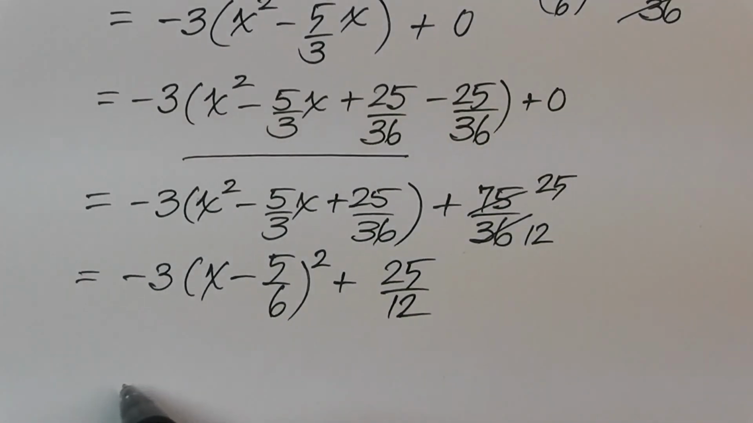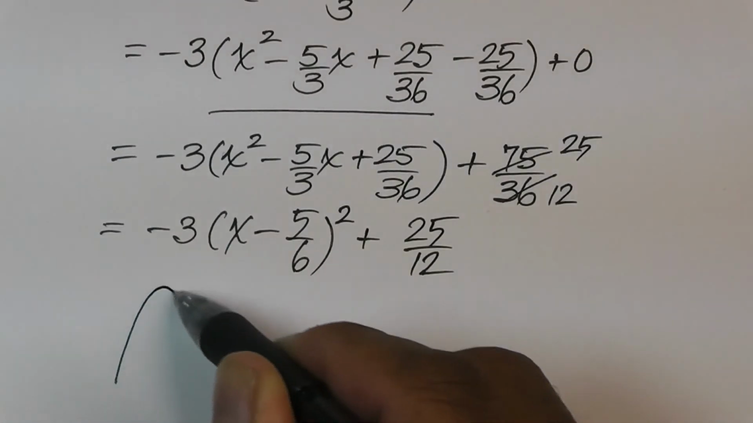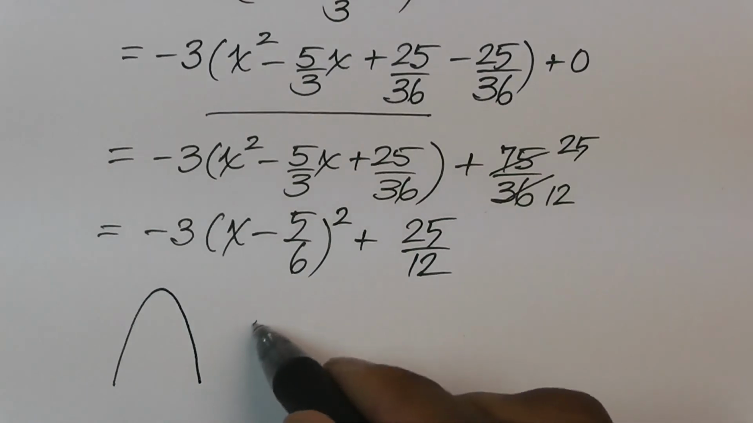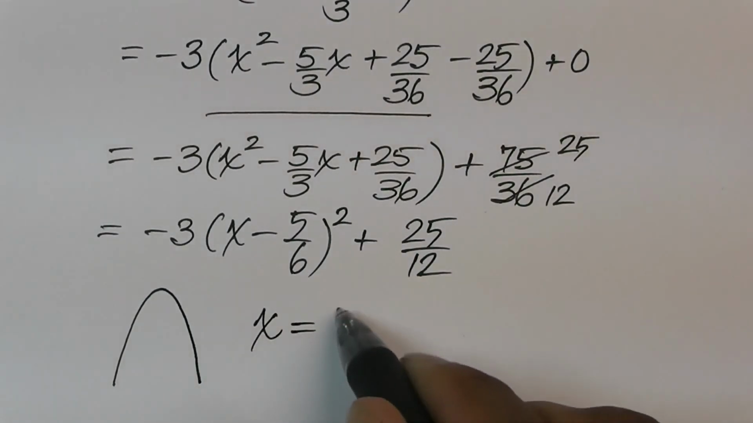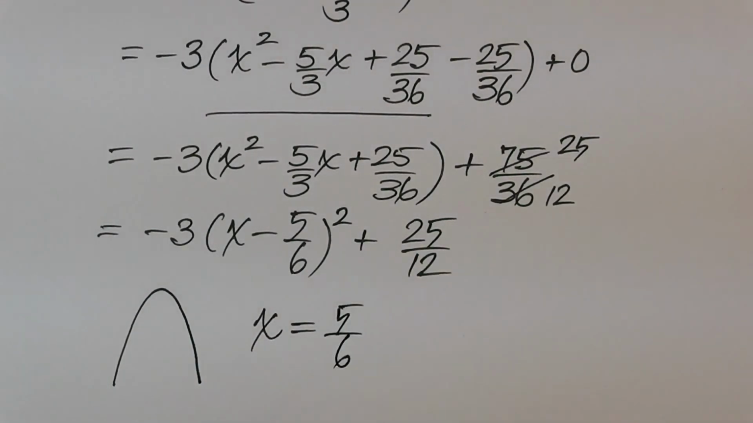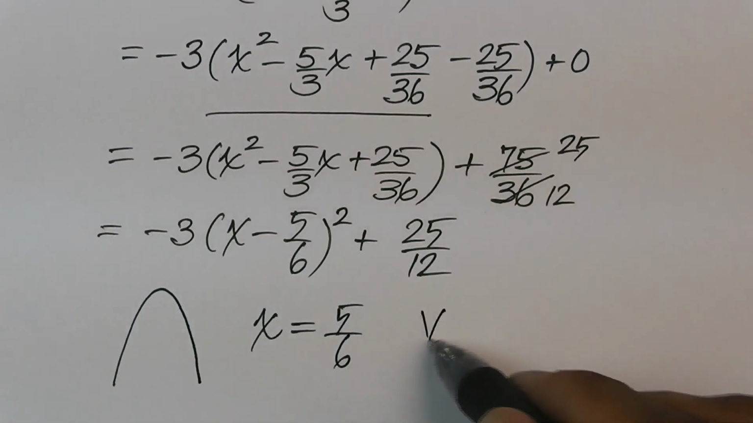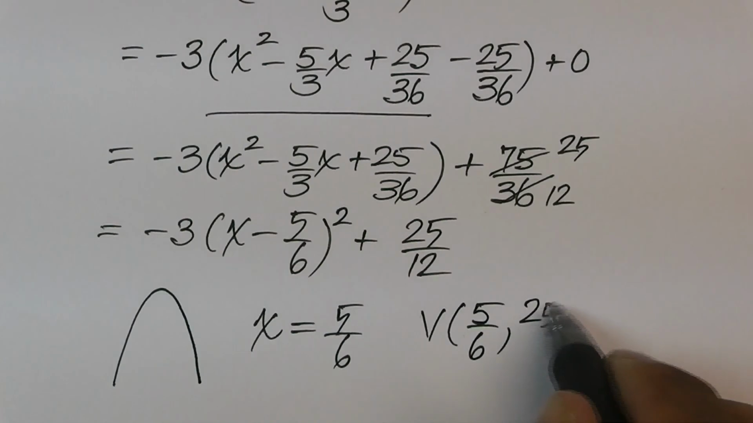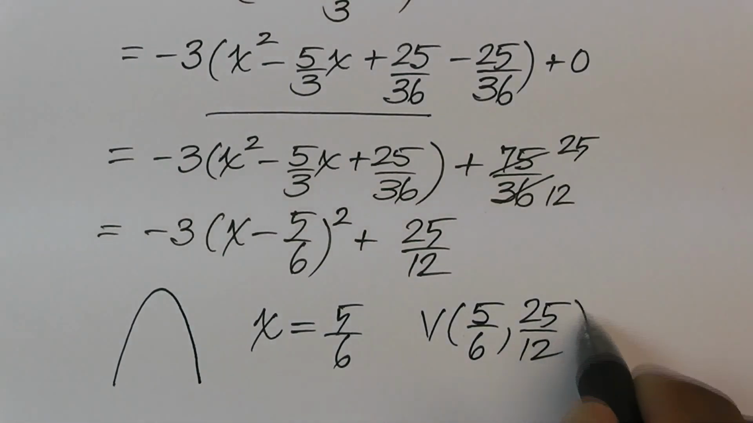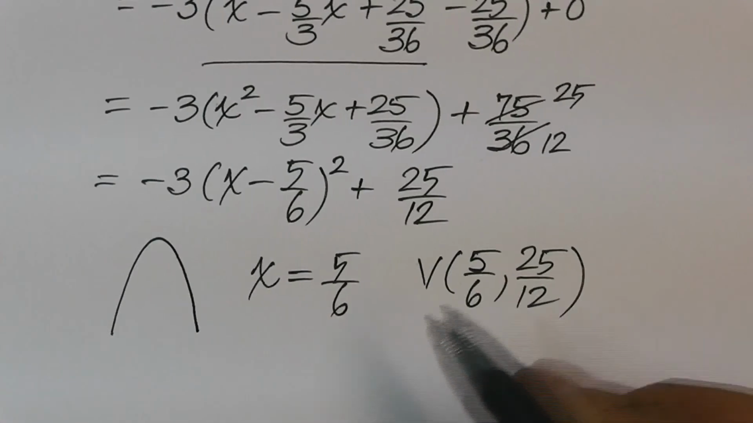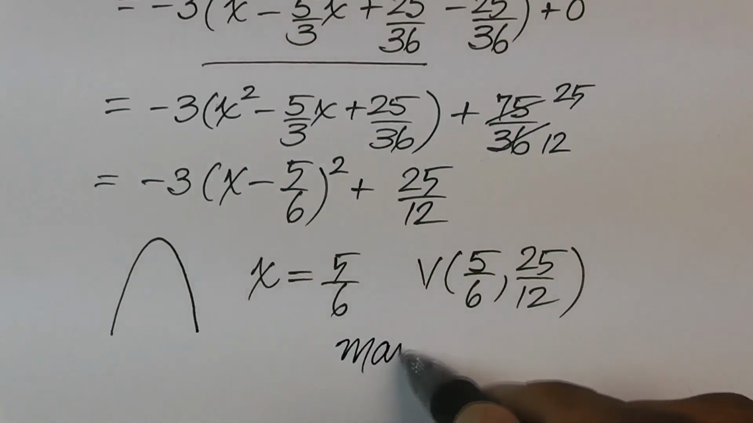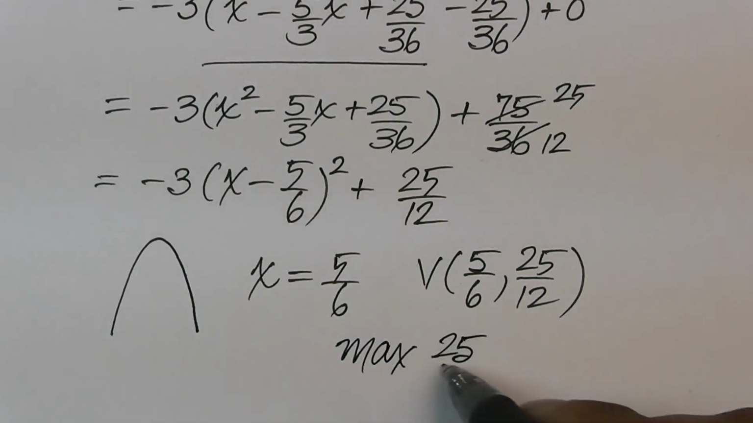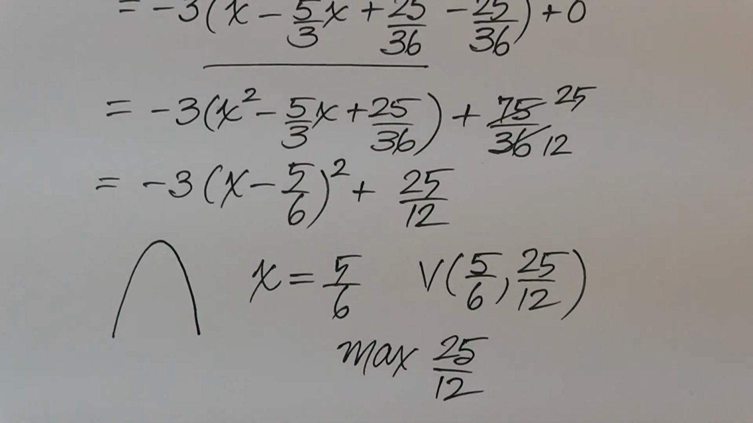Negative 3, so I've got a parabola that's opening down. The equation of my axis of symmetry is x equals 5 over 6. My vertex is 5 over 6, 25 over 12. And because I'm opening down, I have a max of 25 over 12.